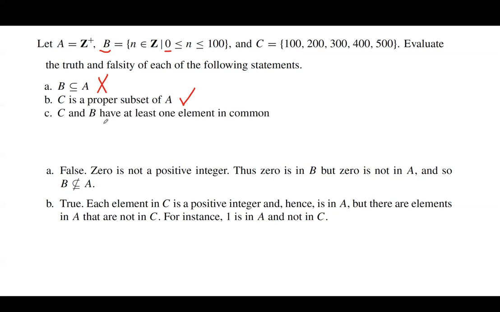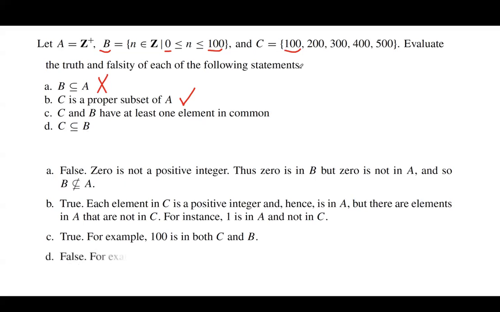C and B have at least one element in common. Take a look at C and B. This is B and this is C. Okay, take a look at the answer. The answer is true. Why is that? Because we can see that 100 is included in set B and also is in set C. So we can find at least one common member, which is 100, that belongs to the intersection of B and C.